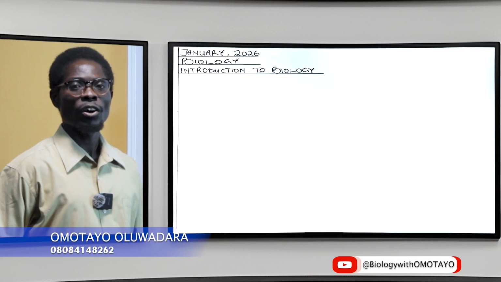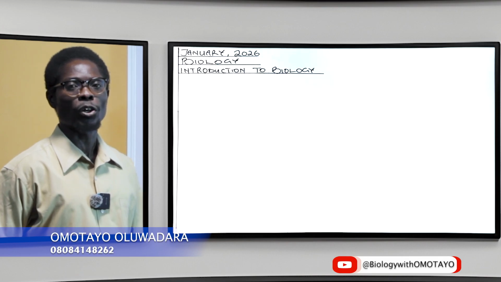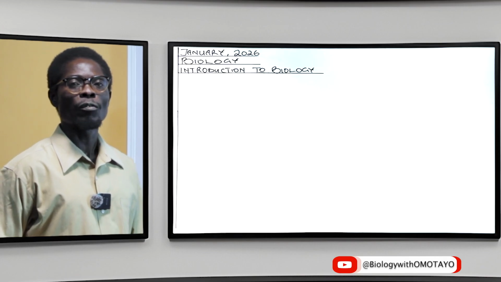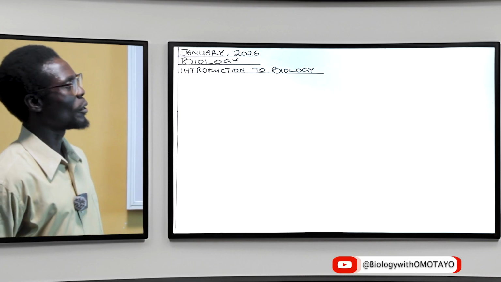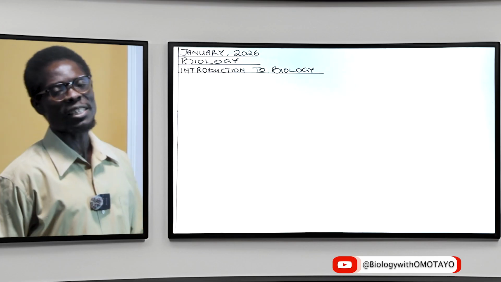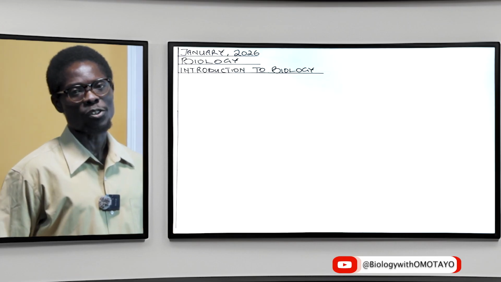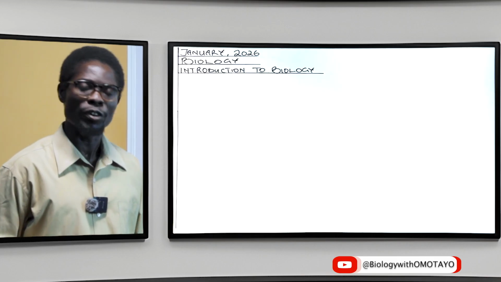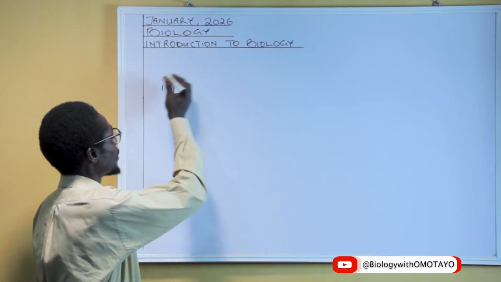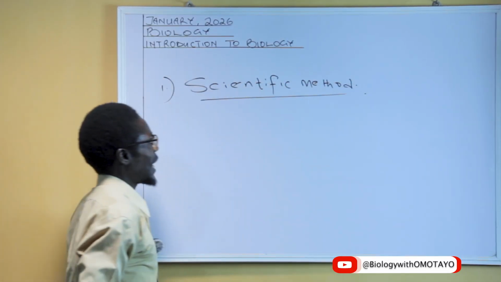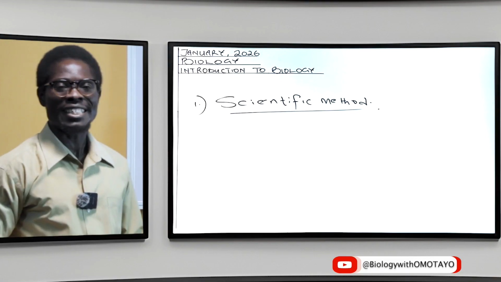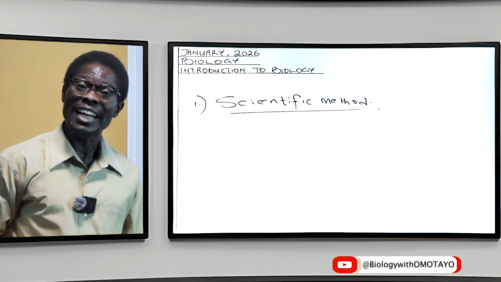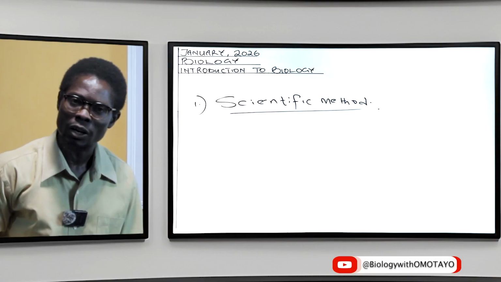The next subtopic under our main topic, Introduction to Biology, is scientific method and the use of the microscope. Scientific method basically deals with the systematic approaches of making investigations with regards to inquiries that arise from observed natural phenomenon. As I said much earlier, it has to do with the systematic approach of making investigations with regards to inquiries that arise from observed natural phenomenon.